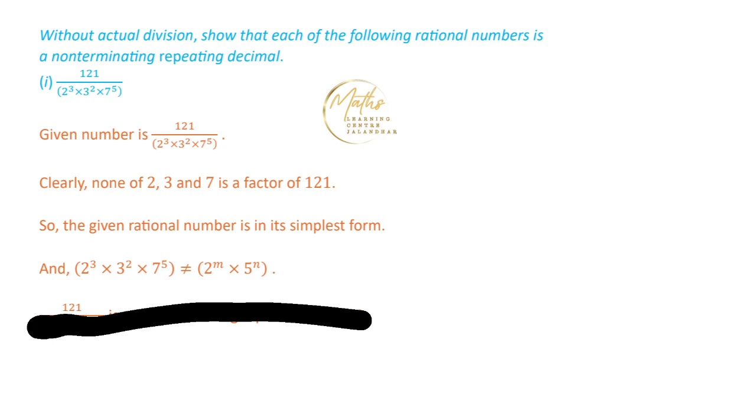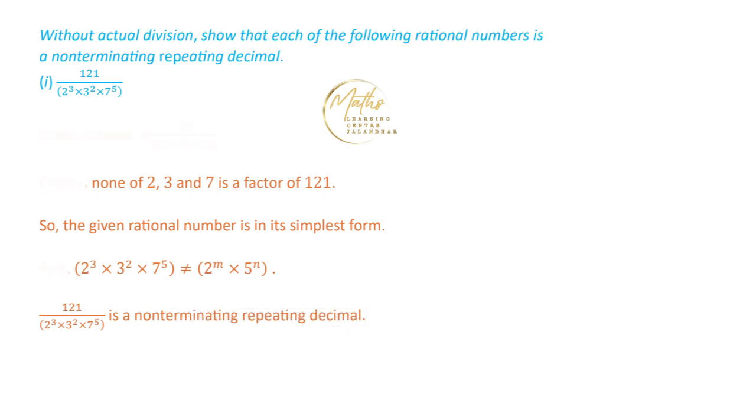Now if we compare the denominator with this form, we have 2 raised to the power 3, 3 raised to the power 2, 7 raised to the power 5. This denominator is not of the form 2 raised to the power m into 5 raised to the power n. It means that this given number is a non-terminating repeating decimal number, because the denominator has factors other than 2 and 5.